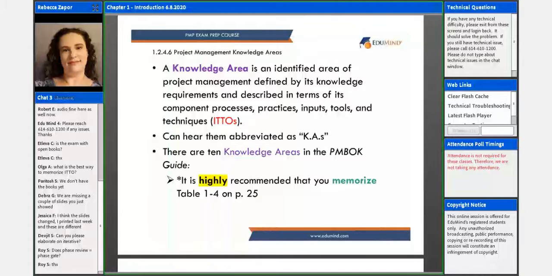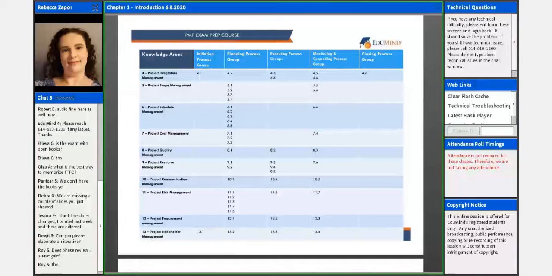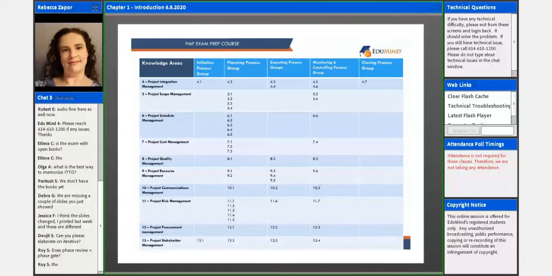I actually replicated it myself in Excel, where I could ask, what are the different processes that are part of the initiating process group, for example? What are the planning processes? How many are in there? And how many processes are part of project schedule management, for example? It's a really great way to see what those are and where they fall within the chart. This is my very limited version of what that looks like.